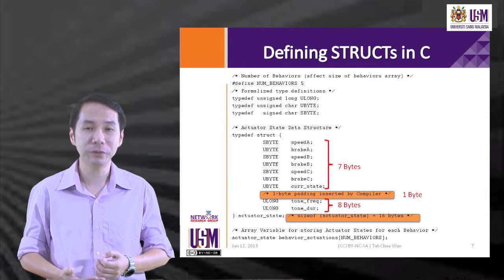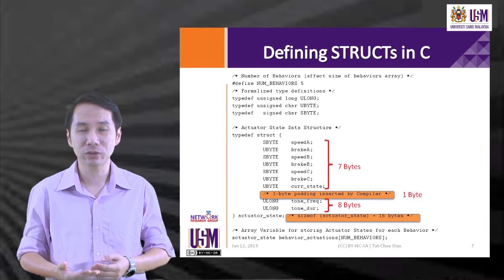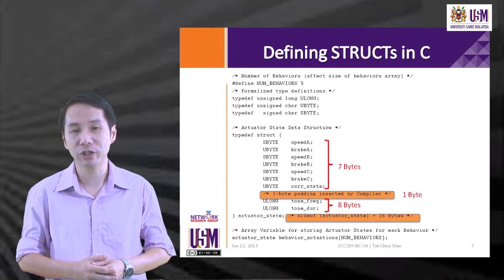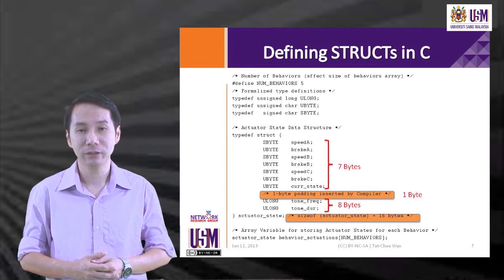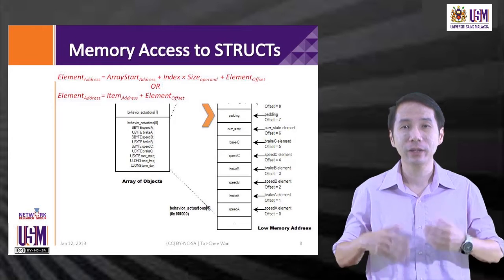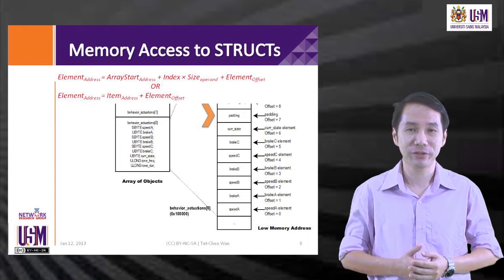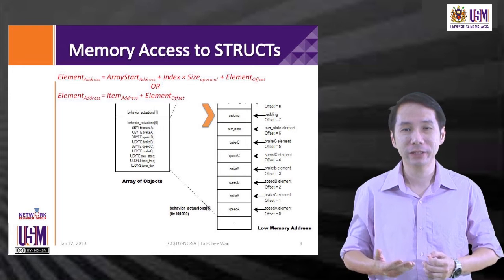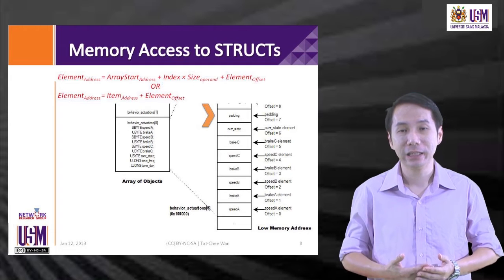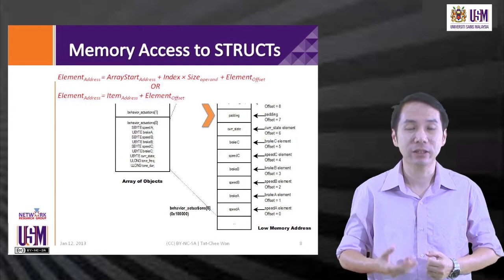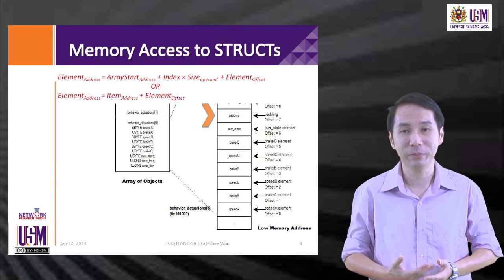So in total, we need to add the extra padding byte to the total storage requirement of the structure, which results in a total of 16 bytes for the structure in memory. So how do we access a given element in one of these structures? First of all, we note that previously we had studied how we can access a given item in an array, and that is dependent on the size of the operand. In this case, for a structure, the size of the operand is 16 bytes.